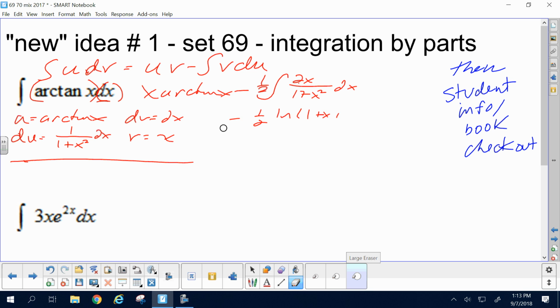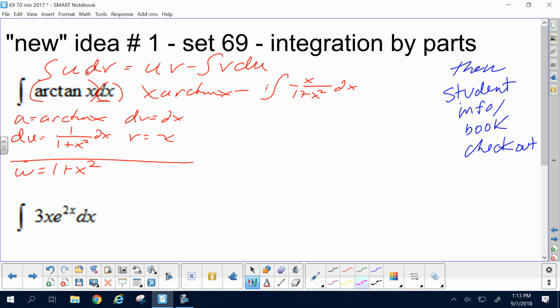You will get there eventually, I promise you, because that's going to be such a small part of a lot of big problems. But if that's not the case yet, and you feel like you would be safer going with W sub, let's do that. So if W is 1 plus x squared, then dW is 2x dx. If I isolate the x dx, then dW over 2, or 1/2 dW, is x dx.